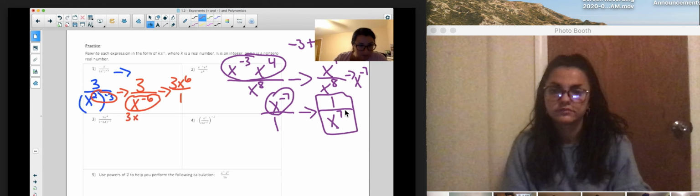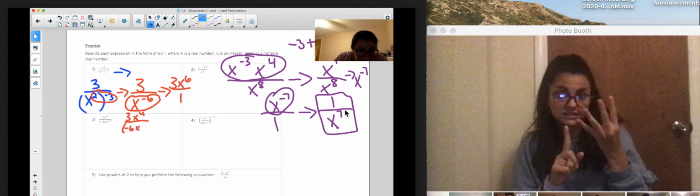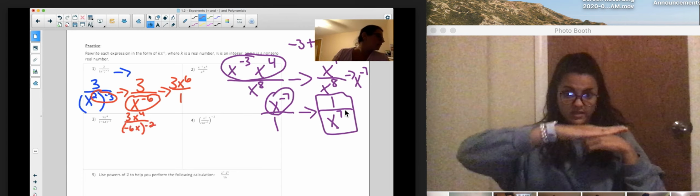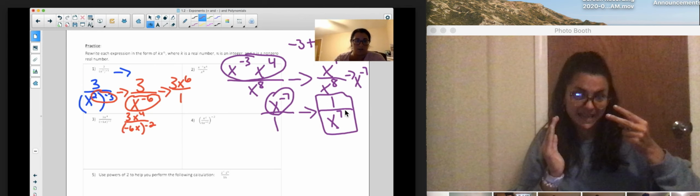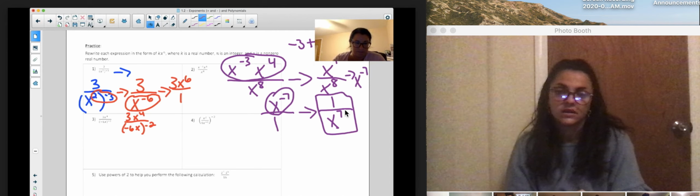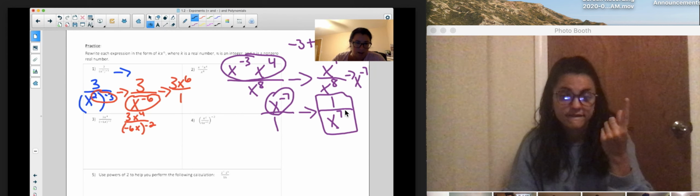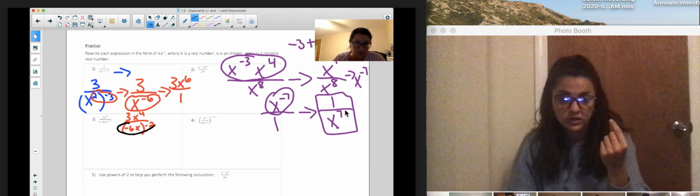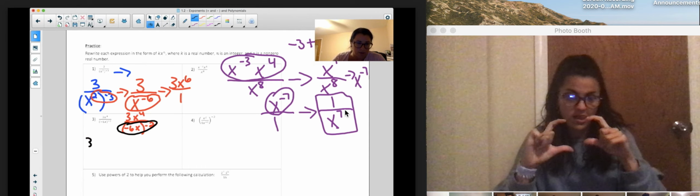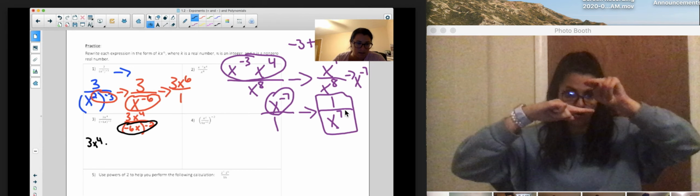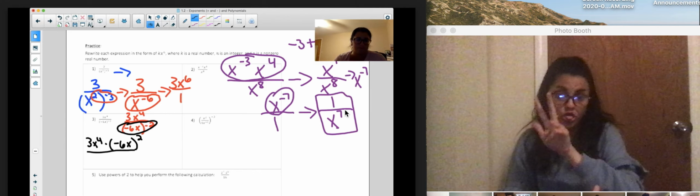3x to the fourth over negative 6x to the negative second. All right, so the first thing that we want to do here, since it's a negative exponent, I'm going to take this and move it to the numerator. So we're going to have 3x to the fourth times negative 6x squared, and that can all be over 1.